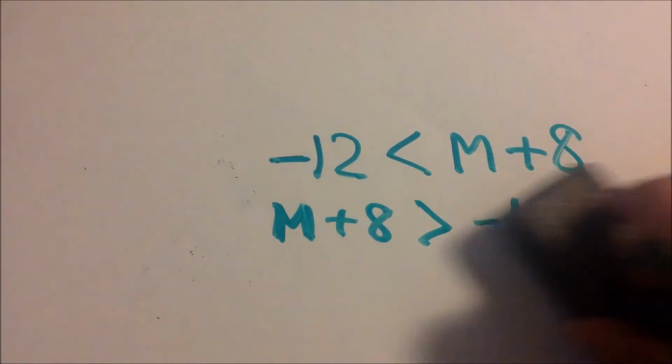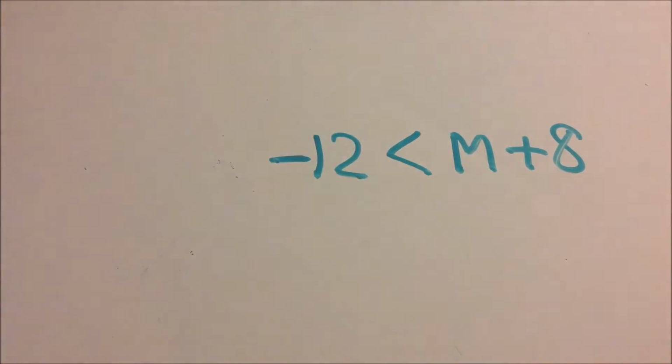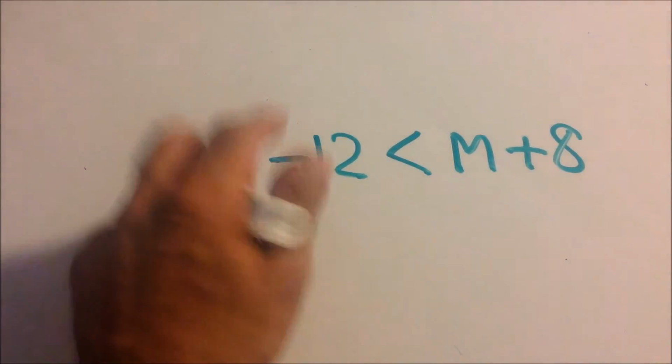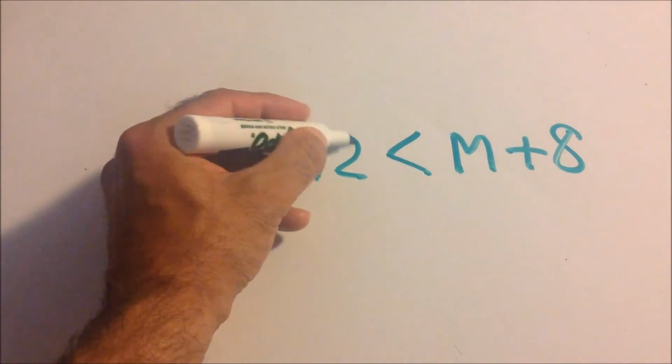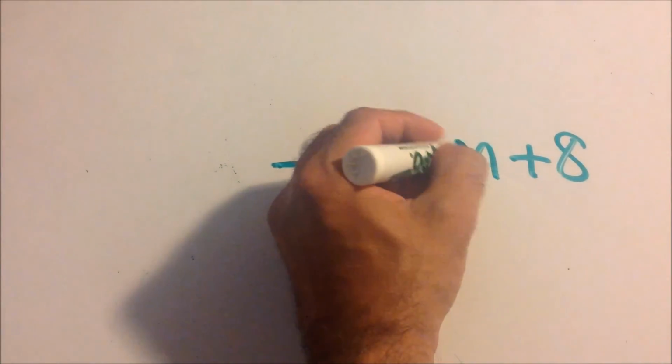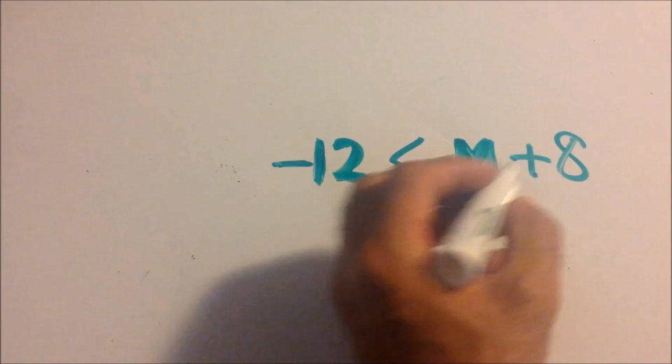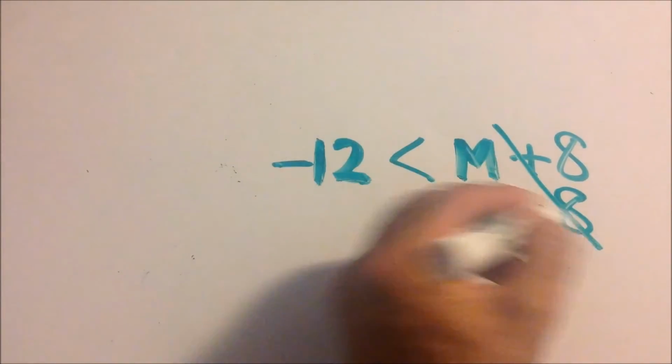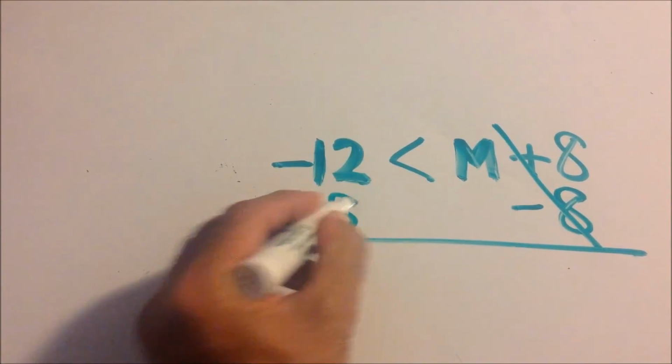But it doesn't matter. So if it was on this side, again, you don't want to get rid of the negative 12, because that'll make a 0. You want to get rid of the 8, because again, it's next to the variable. And we want to get the variable alone. So we're going to minus 8. That cancels out. Whatever you do to one side, do to the other.